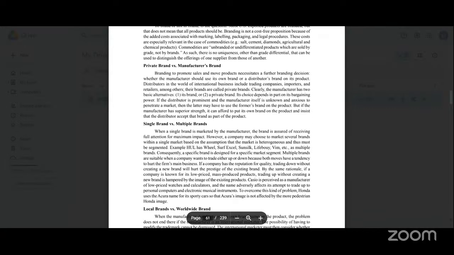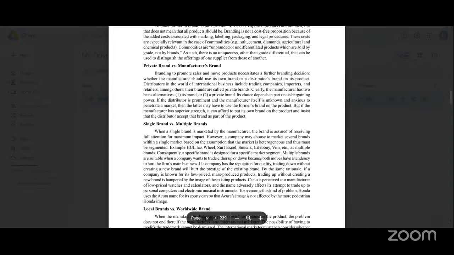In the case of a private brand versus manufacturer's brand, branding is primarily created to promote sales and move product, which necessitates a further branding decision: whether the manufacturer uses its own brand or a distributor's brand on its product. Distributors in the world of international business include trading companies, importers and retailers among others. So these are called private brands.